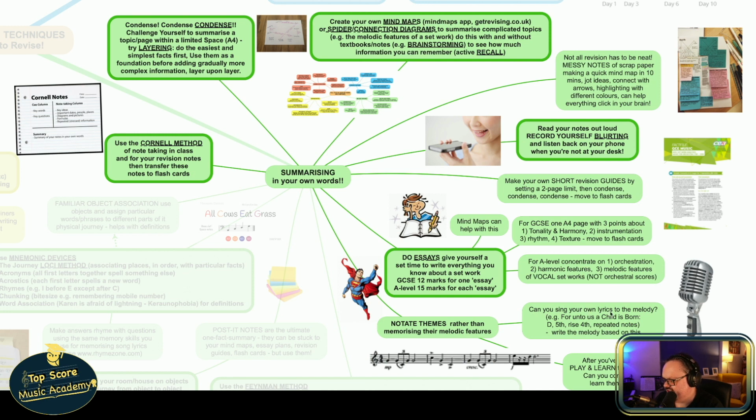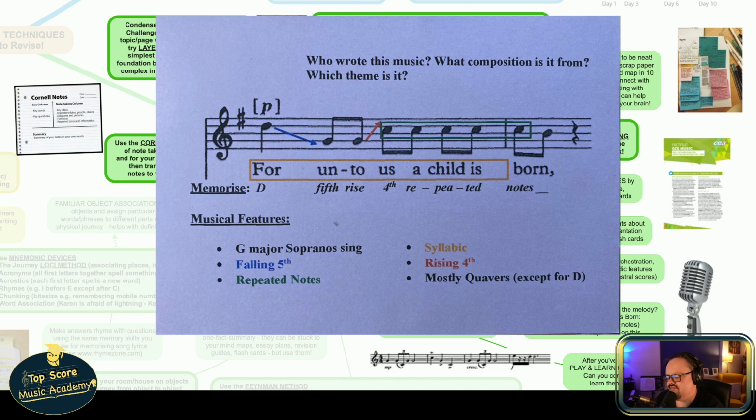Can you sing your own lyrics to the melody? Like going back to the GCSE one, there's a piece of music that my GCSE students do, and you guys can do this for any subject you're studying, but for music it's pretty obvious that this is a good way of doing it. The theme is For Unto Us a Child is Born, and it's something like, For unto us a child is born.